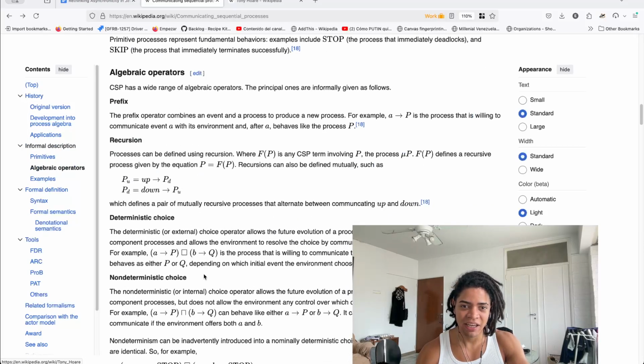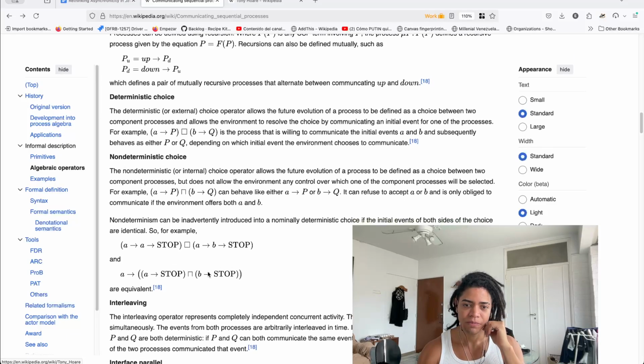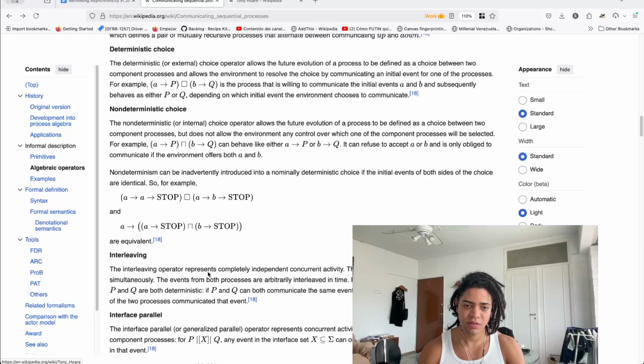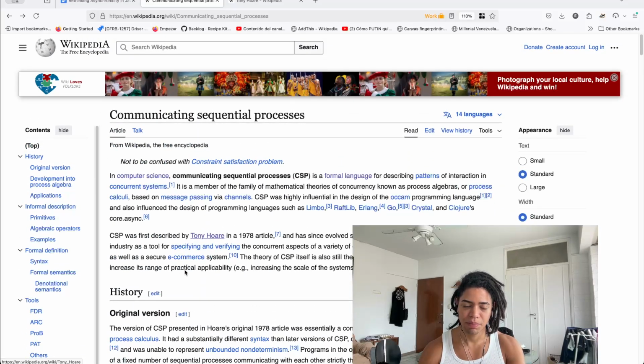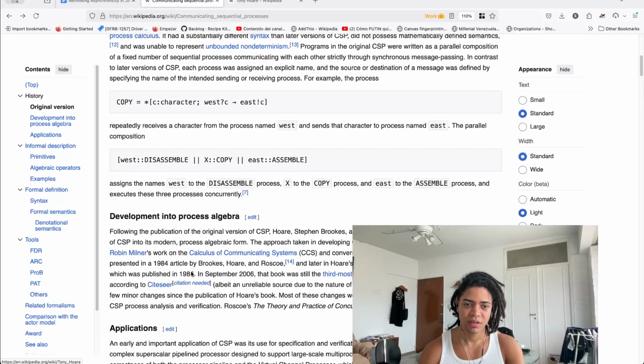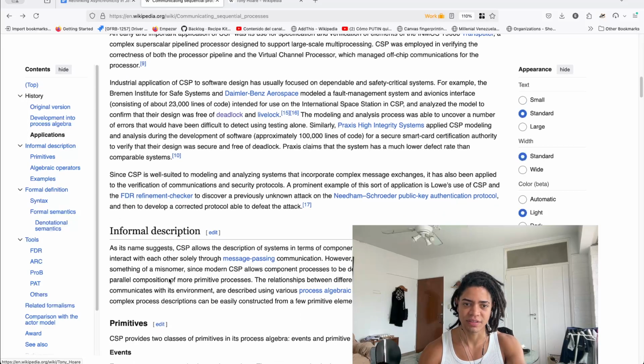It is now a formal language to describe these patterns that occur. It's a formal language to describe patterns of behaviors, because patterns of interactions, patterns of interactions in concurrent systems.